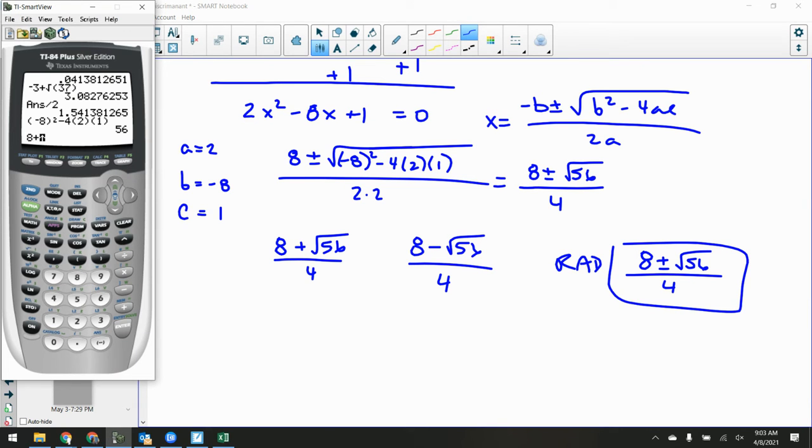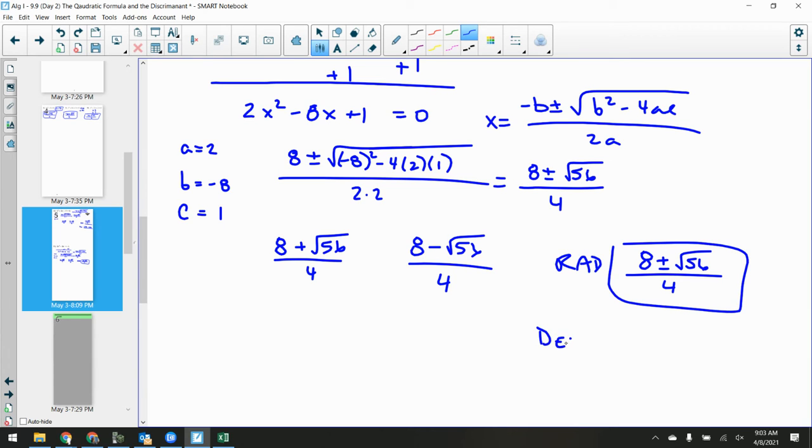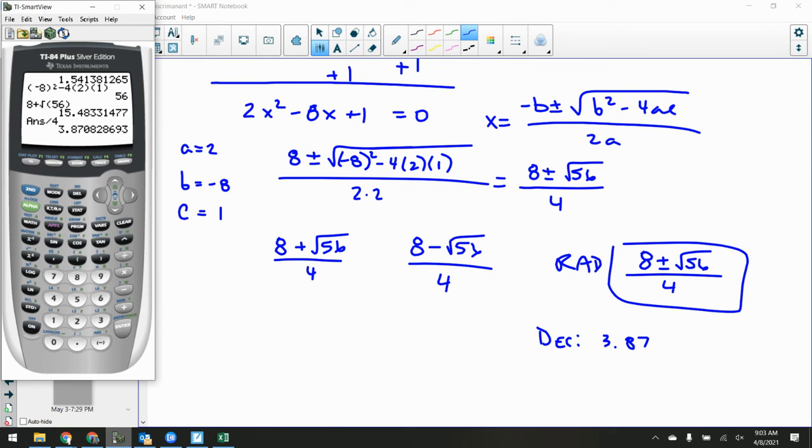8 plus radical 56, hit your enter key, then divide it by 4, 3.87. Be right over there? 3.87, and then I do the minus. 8 minus radical 56 all over 4. 0.13.